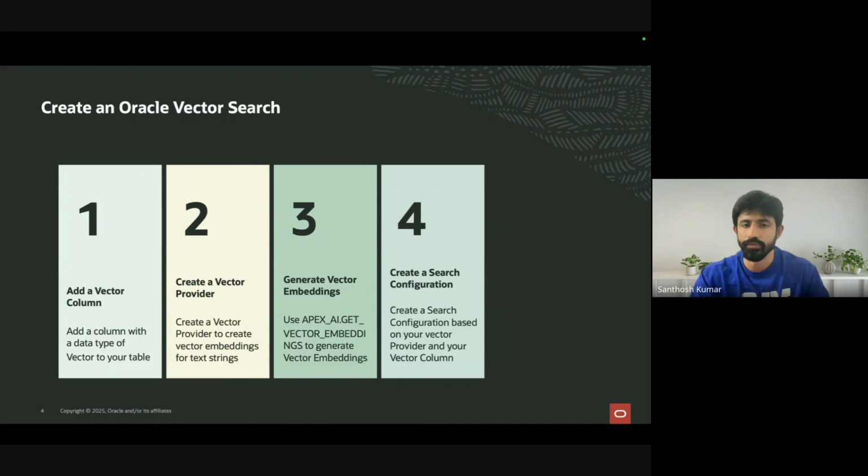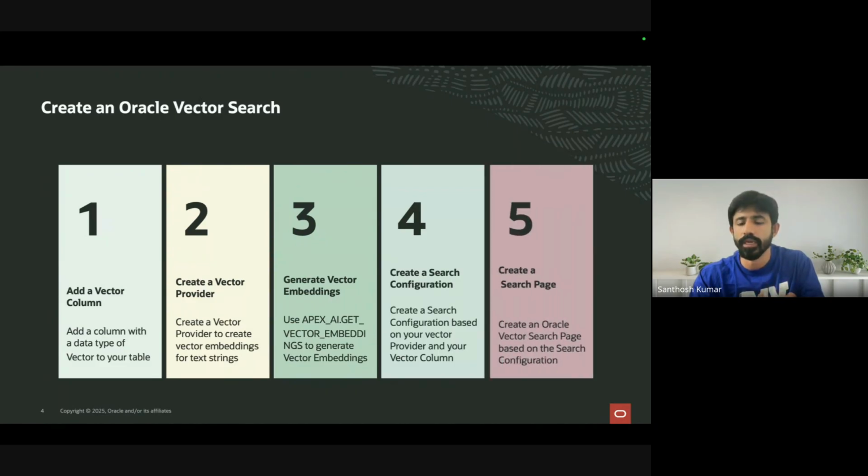And once the search configuration is present, you want to have a page or a chatbot where you want to use this. So let us say you want to have a search page. That's where you can create a search page where you can use this particular vector search, the search configuration which you created in the previous step, for your searching.